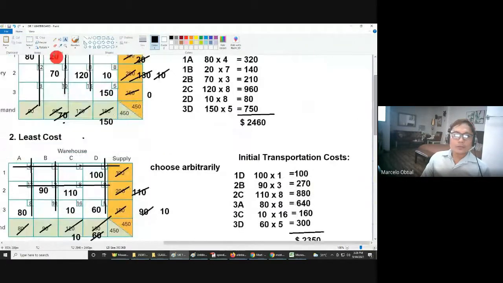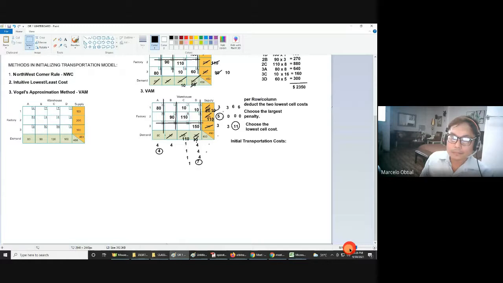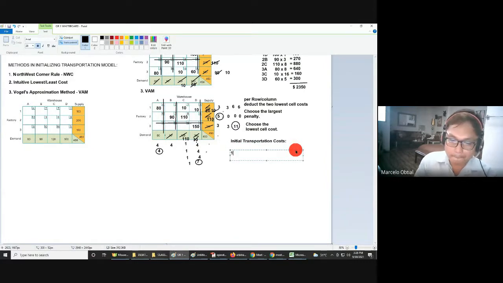Next, the transportation cost ng VAM. Lagay ko na dito sa ilalim class. No? Okay, we need the 1A. 1A. Okay, that is 80 units times $4. Next, 1C. That is 10 units, then $7. Next, 1D. Have 10 units times $1.